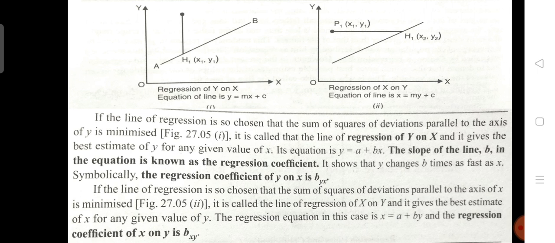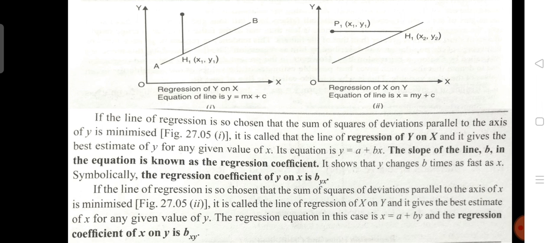So the slope of the line is the regression coefficient, and it shows that y changes b times as fast as x. Okay, and we can symbolically represent the regression coefficient of y on x as byx. So it is the regression coefficient of y on x, byx, and the regression coefficient of x on y is bxy.